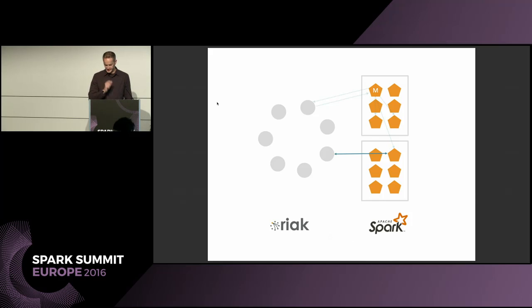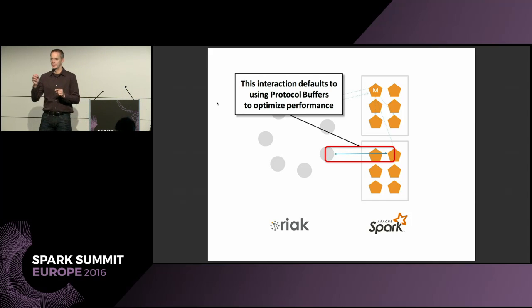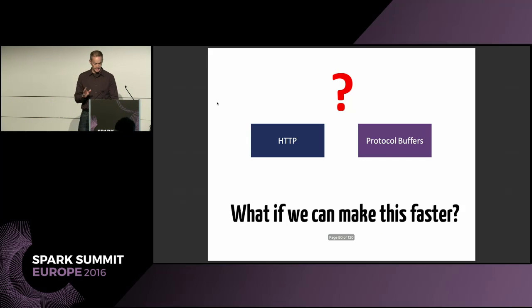And if I go back to this diagram, all that transfer that I showed you was happening between the Spark connector that's deployed to the Spark cluster, or the Riak Spark connector, and the Riak side. That's all happening primarily on protocol buffers, right? So we're trying to make that layer as optimized as possible and as fast as possible. So we looked at that, that's fine.